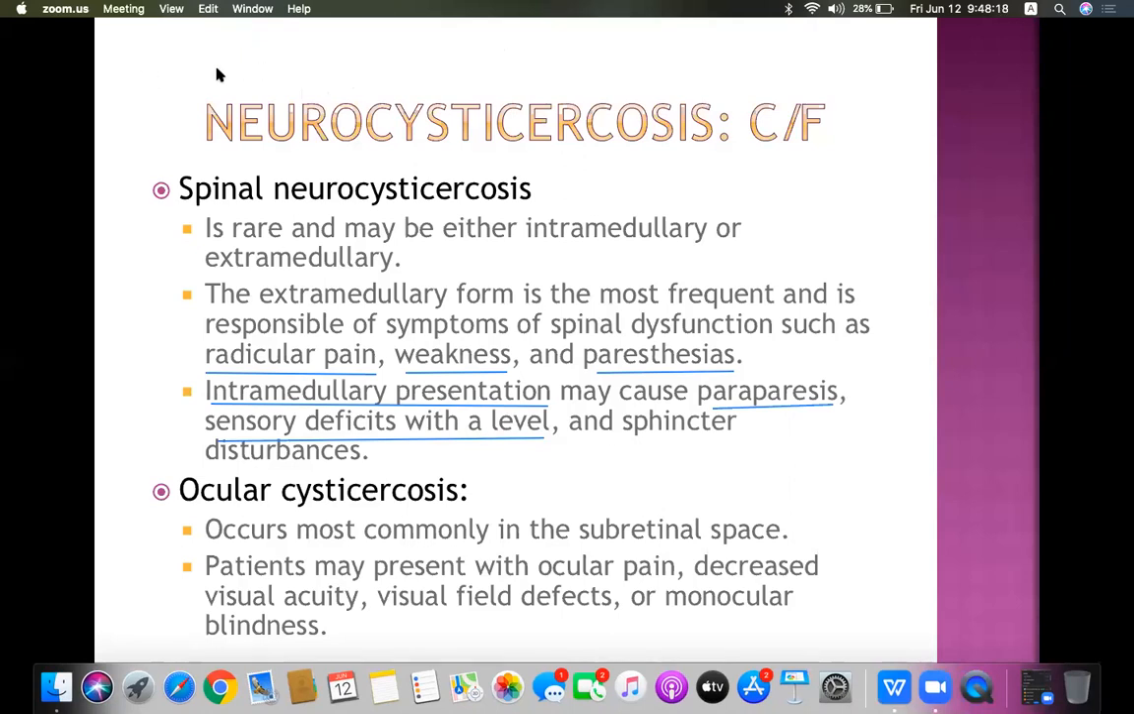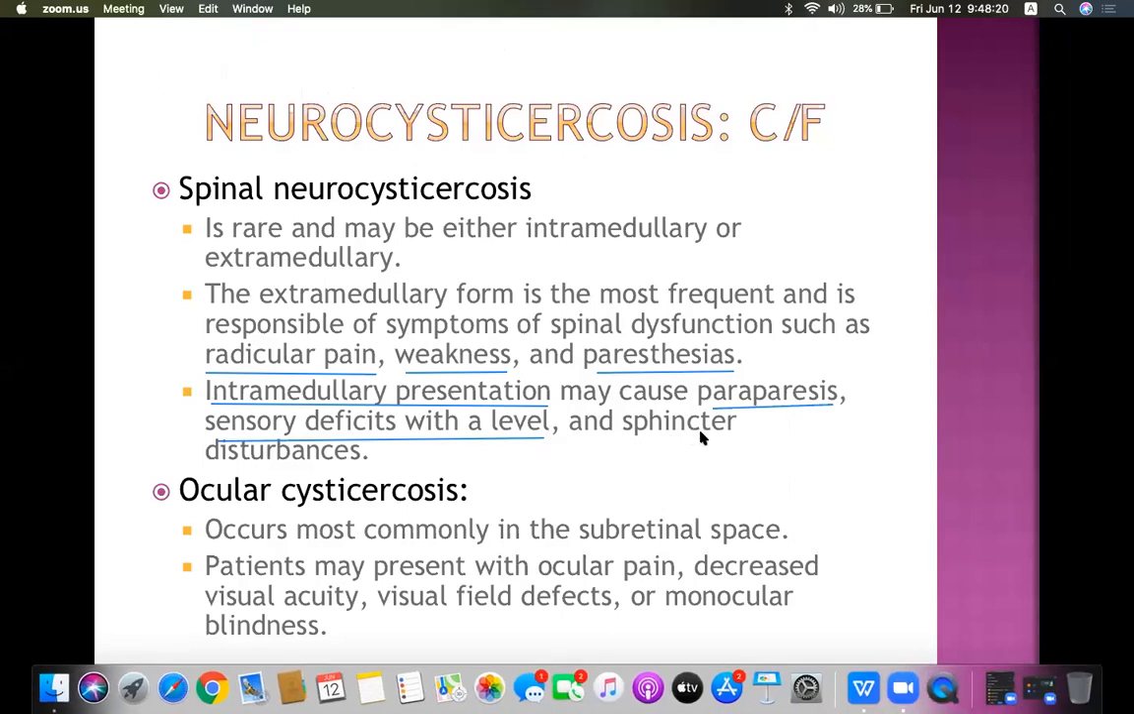Another important thing which is happening here is a sphincter disturbance. A sphincter disturbance means urine and stool cannot be controlled because the sphincter is not working properly because of the involvement of spinal cord. So this can lead to incontinence. Incontinence means unable to hold stool as well as urine. Okay. So all these can happen because of spinal neurocysticercosis.